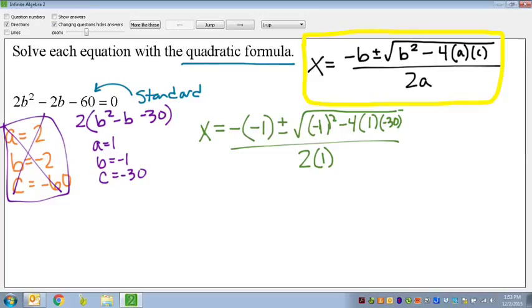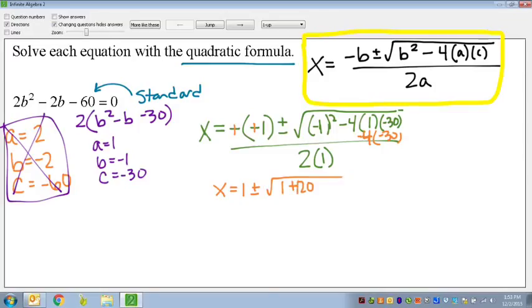Let's go ahead and try to simplify this. Let's start inside the square root. Well, and of course, the negative, negative 1, these both become positive. So x equals 1 on the outside. Okay, here we go. Negative 1 squared is 1. And then, let's see, we have negative 4 times 1 is negative 4. And then negative 4 times negative 30 is positive 120.